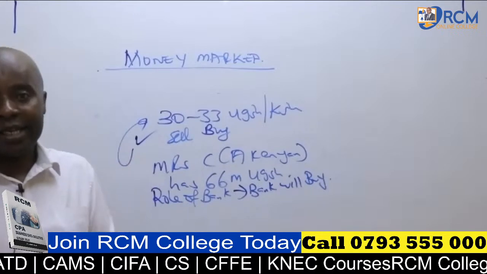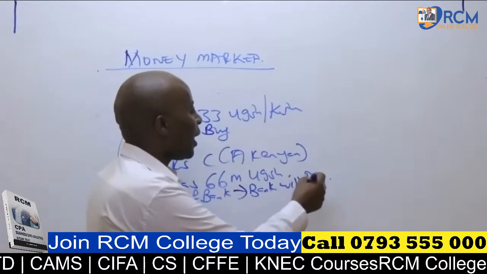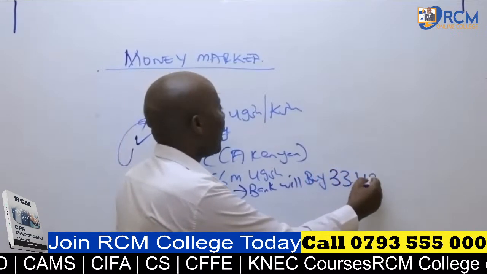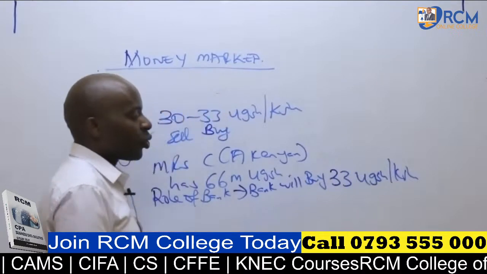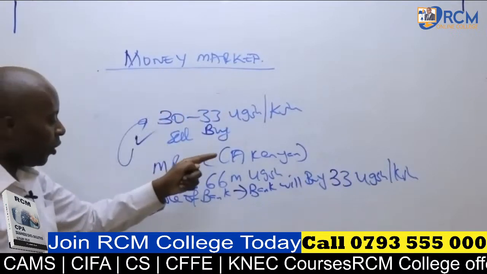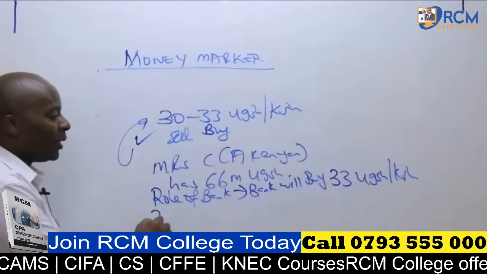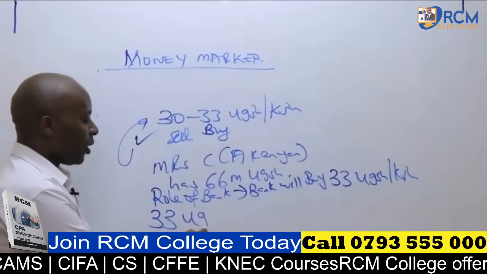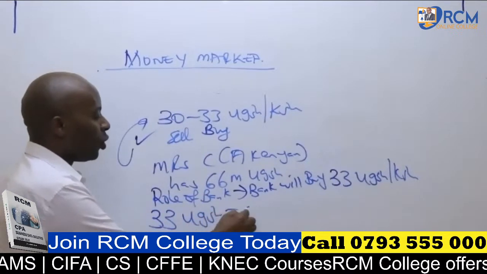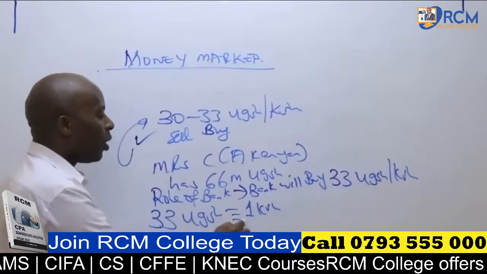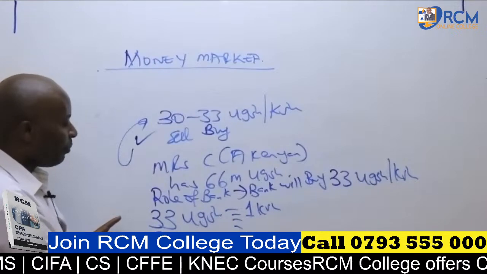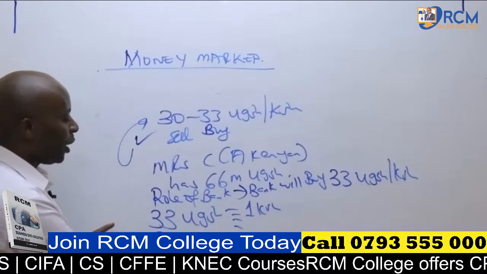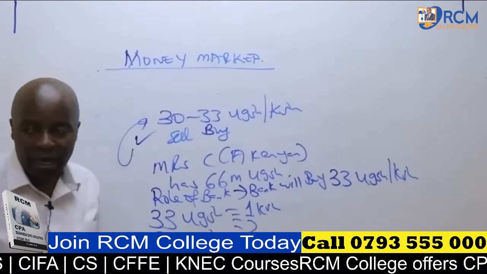So in this case here, the bank will buy at what here? At 33. It will buy at 33 Uganda shillings per Kenya shilling. Once I get this buying rate, the last thing is for me to exchange. So 33 Uganda shillings equals 1 Kenya shilling. How about 66 million Uganda shillings? Put a question mark there.